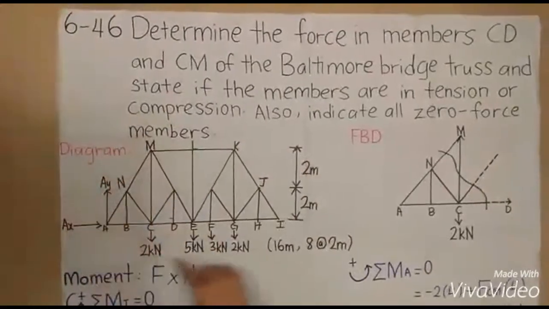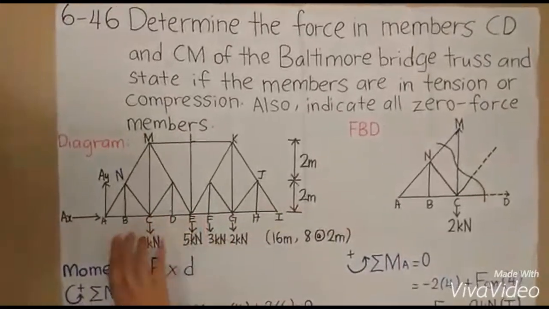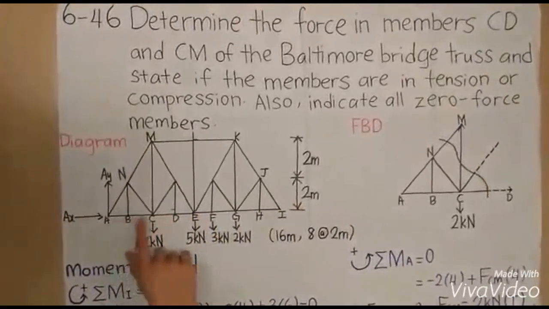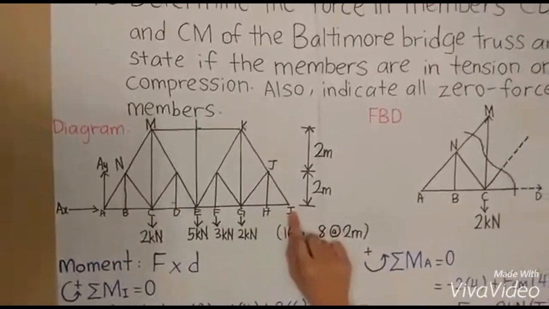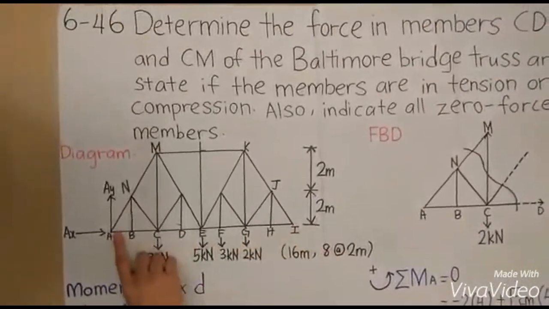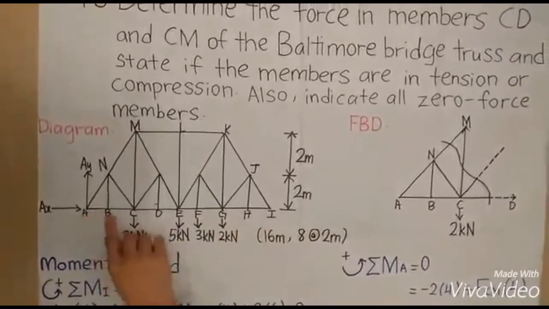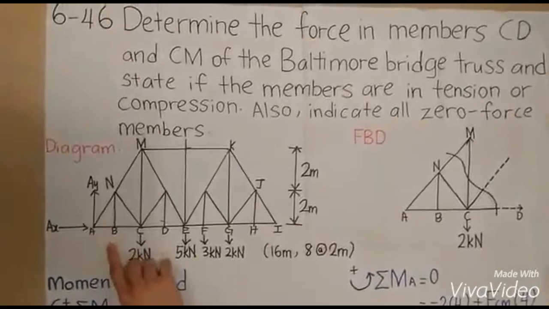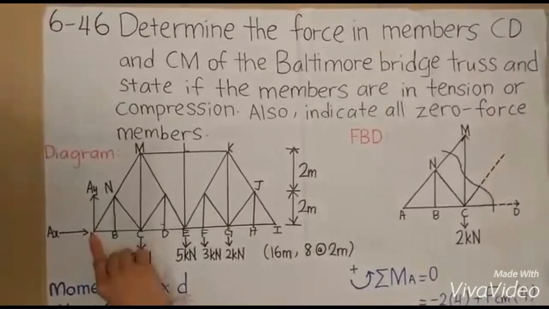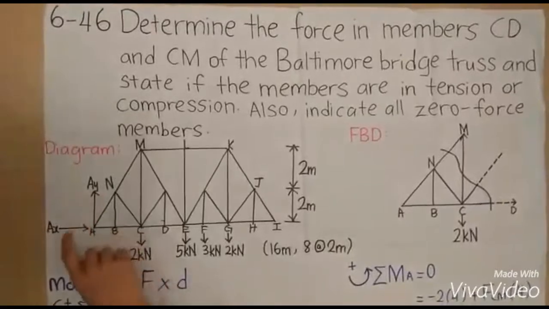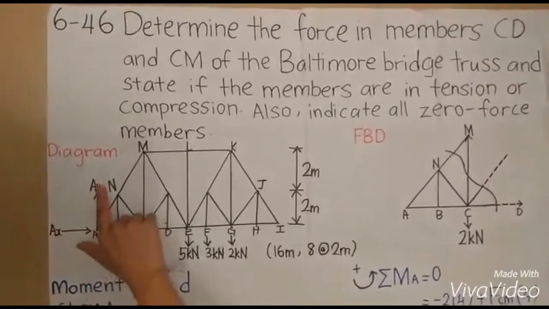This is the diagram given by the question, and based on this diagram, we can know that there are 8 parts from point A to point I, and the distance between the parts is 2 meters. Then, at point A, we can resolve into 2 components, which is component AX and component AY.